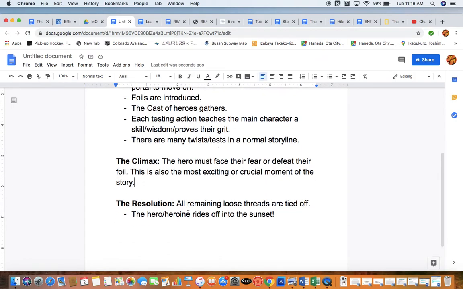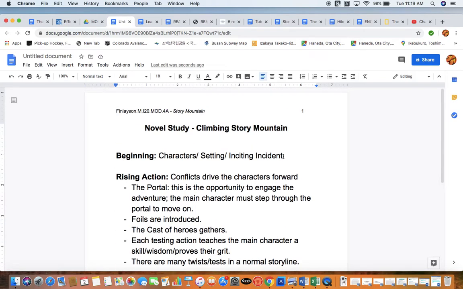And then from there we go into what is called the resolution, and the resolution is this falling away story action. You've had the big moment, and now you want to see that everybody ends up okay, and so all of the remaining loose threads are tied off, and then you've got that classic trope of the hero or heroine riding off into the sunset successful, right? So Story Mountain is a good way for us to consider stories. As we move through The Alchemist, I'll be asking you to track the components of Story Mountain.